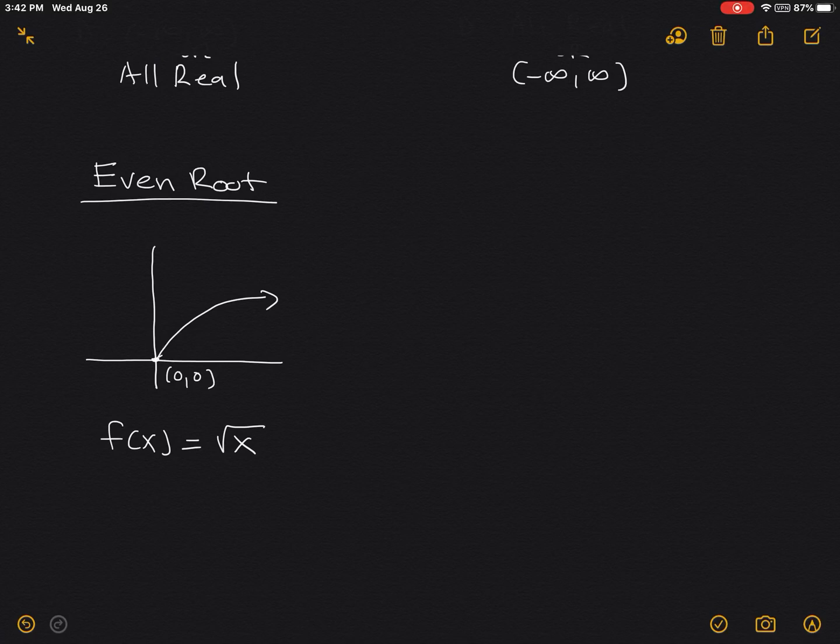Well, if you just look at the graph, right? The graph tells us that x never goes past 0. In fact, it equals 0, right? So I'm going to say x is greater than or equal to 0. For interval notation, you would write 0 inclusive all the way to infinity, right? That would be the domain of an even root function.